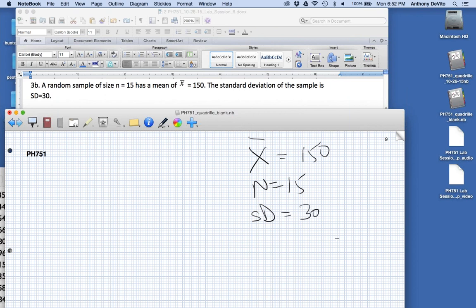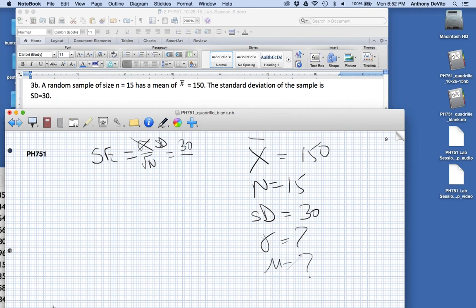I don't know what sigma is. Sigma is unknown to us, and we don't know what mu is. Both are unknown in this case. In order to calculate a confidence interval, I have to calculate a standard error and a margin of error. My standard error would normally be sigma over the square root of n, but I don't know sigma, so instead I'm going to use the standard deviation of the sample. That's going to be 30 divided by the square root of the sample size.